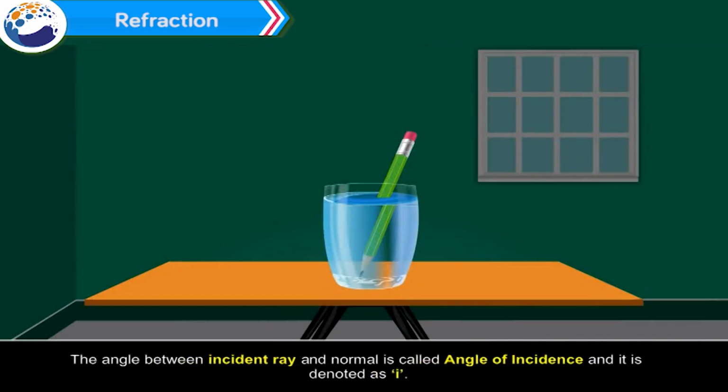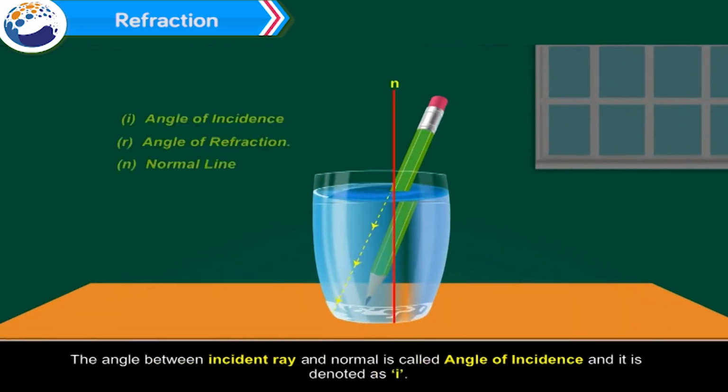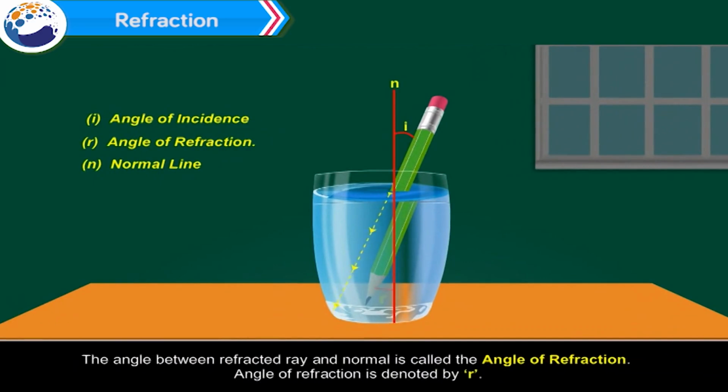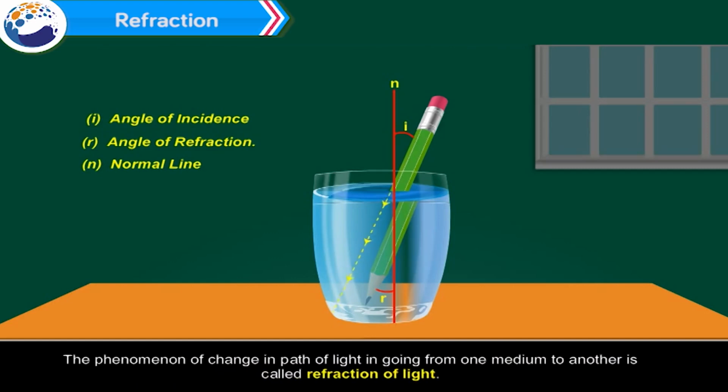The angle between the incident ray and the normal is called the angle of incidence, and it is denoted as I. The angle between the refracted ray and the normal is called the angle of refraction. The angle of refraction is denoted by R. The phenomenon of change in path of light in going from one medium to another is called refraction of light.